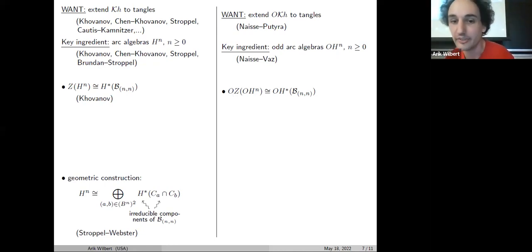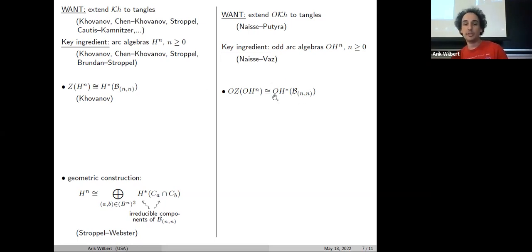So this is kind of like the center. You look at elements which commute when you multiply them, but they only commute up to a sign, okay? And the sign kind of depends on the parity of certain elements. So what happens here is you look at something called the odd center, and then you can actually identify this with something called the oddified cohomology of the Springer fiber.